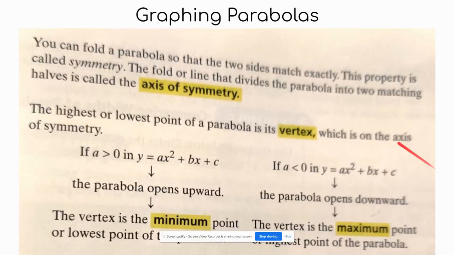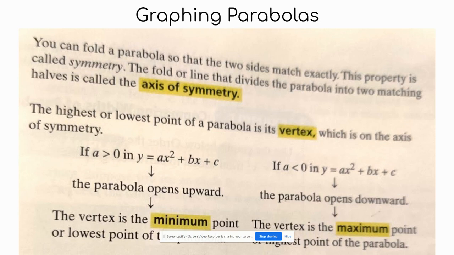It's always an experiment. Anyway, you can fold a parabola so that the two sides match exactly. So there's an axis of symmetry, there's a line of symmetry, and in this case it's an axis. What's really helpful there is that if you can graph half of a parabola on one side of the axis of symmetry, using symmetry and measurement of distance from the curve to the axis, you can graph points on the other side of the axis.